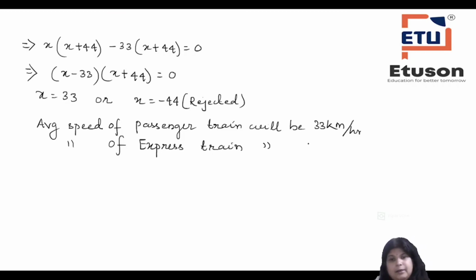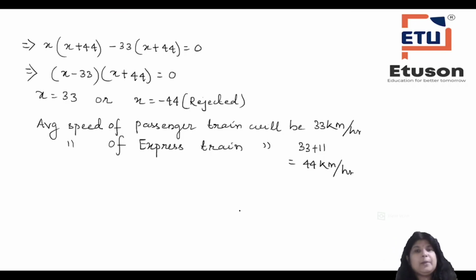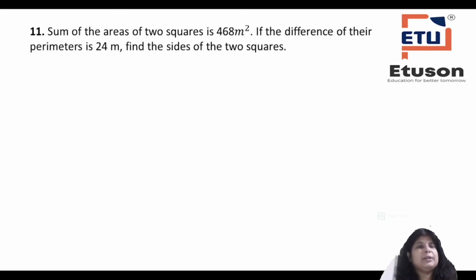It is 11 more. So 33 plus 11, that is 44 kilometer per hour. Correct? Hope you have understood this problem. Now let us go to the last problem.